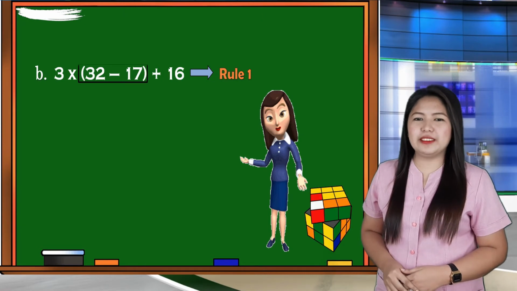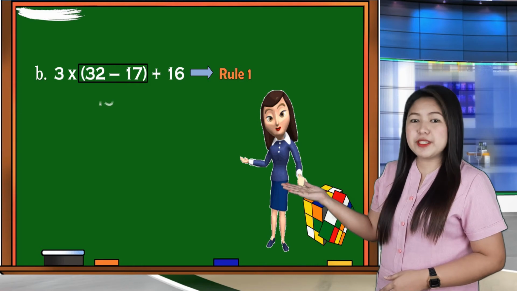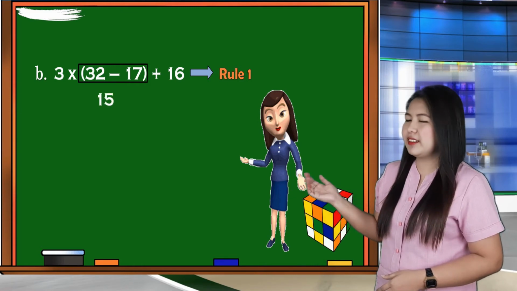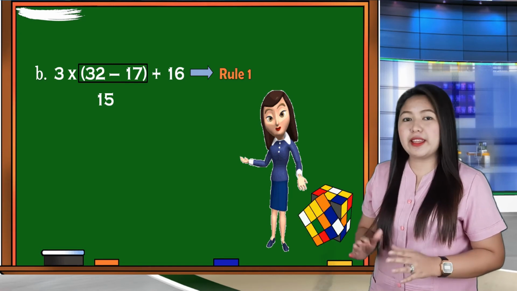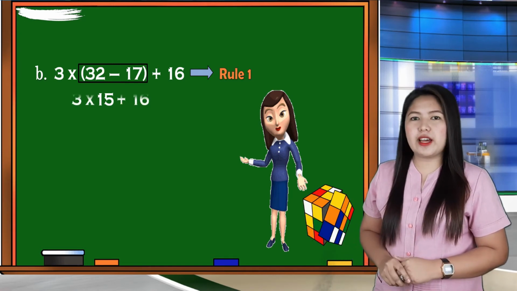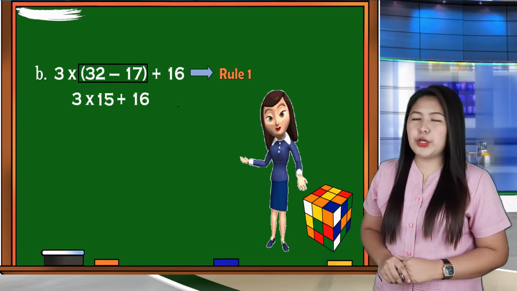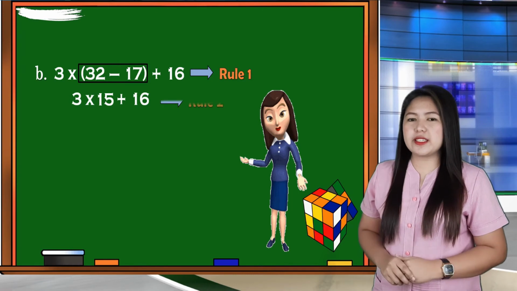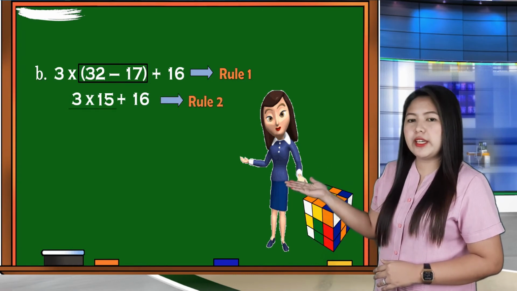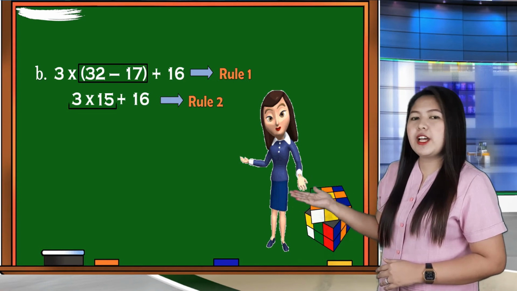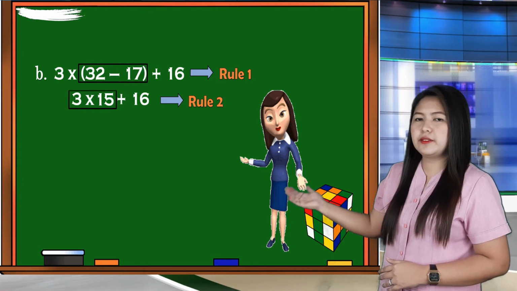Letter B example. The difference between 32 and 17 times 3 plus 16. So dito sa expression na ito, nakikita nyo may parenthesis. Sa rules natin, rule number 1, uunahin natin i-solve yung nasa loob ng parenthesis. So, 32 minus 17 is 15. Bring down 3 times plus 16.